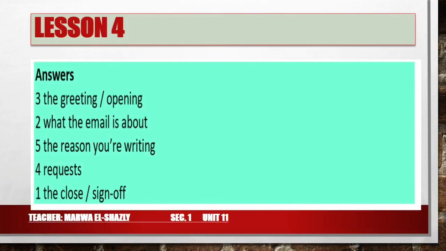Number 3, dear sir or madam, which is the greeting or opening, is done for you. First paragraph, I'm writing because I would like to apply for a job at your company. However, I have a disability and I need to use a wheelchair. This is number 2, what the email is about.